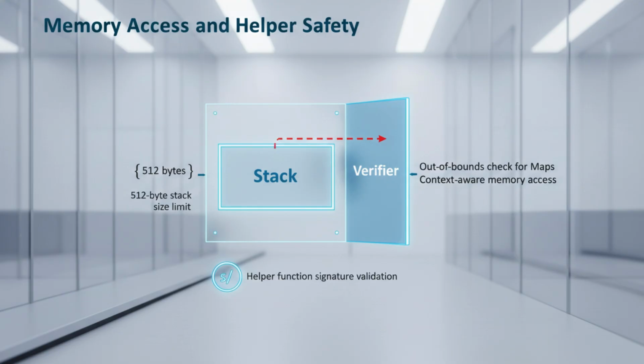eBPF programs cannot access arbitrary kernel memory. They can only access their own stack, limited to 512 bytes, eBPF maps, or data passed in the context, like a network packet. The verifier checks every load and store instruction. If you try to read 8 bytes from a 4-byte map value, the verifier will catch the overflow. Additionally, eBPF programs use helper functions for complex tasks. The verifier checks the arguments passed to these helpers, ensuring pointers are valid and initialized to prevent the helper from causing a kernel crash on behalf of the BPF program.